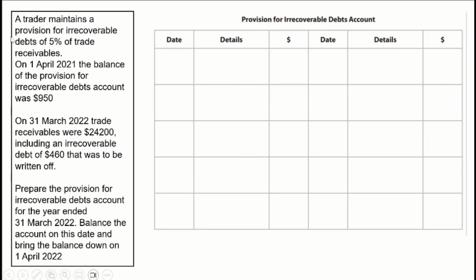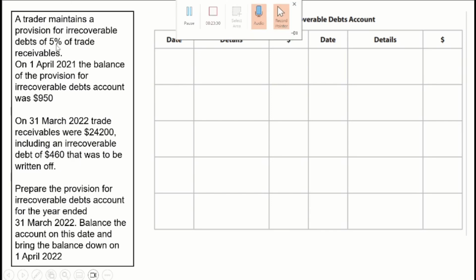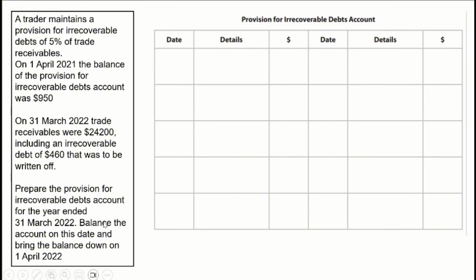Look at this question. A trader provides a provision for irrecoverable debt of 5% of trade receivables. On 1st April 2021, the balance of the provision for irrecoverable debt account was $950. On 31st March 2022, trade receivables were $24,200, including an irrecoverable debt of $460 that was to be written off. Prepare the provision for irrecoverable debt account for the year ended 31st March 2022. Balance the account on this date and bring the balance down on April 1st, 2022. Take a few minutes to see if you can complete this question.